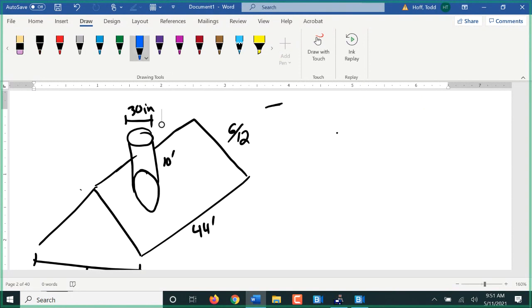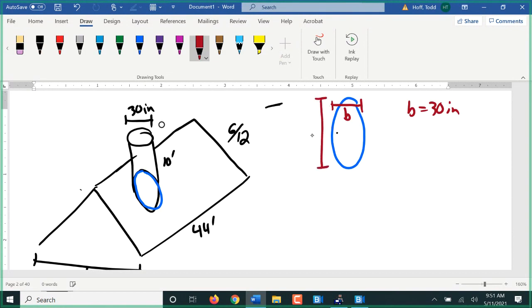First, let's talk about that chimney. More specifically, the hole that it cuts into the roof. That hole that it cuts into the roof has two dimensions. This dimension across here, which I'll call dimension B, that's just the 30 inches of the chimney. That's not going to be affected at all by the slope of the roof. This dimension here, which I'll call dimension A, is affected by the slope of the roof.